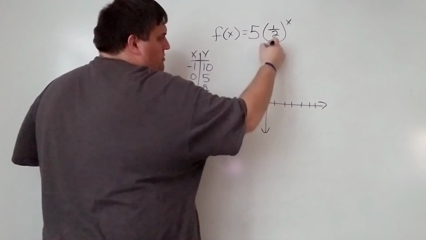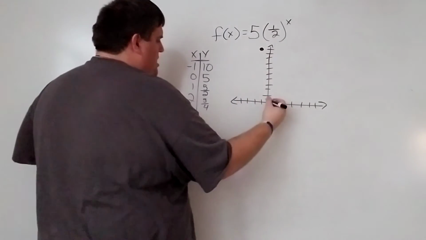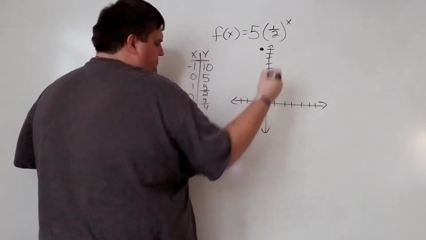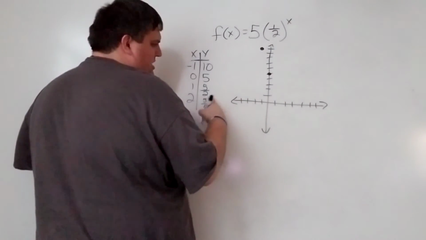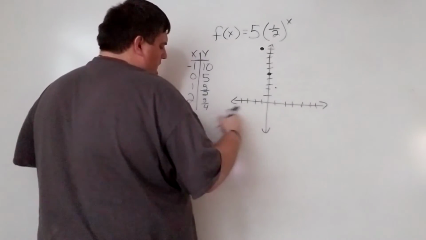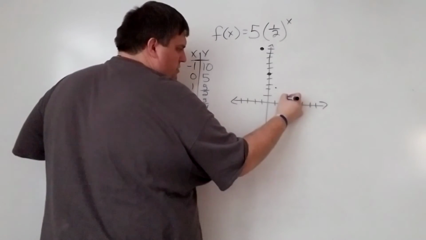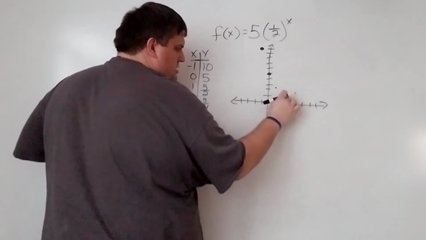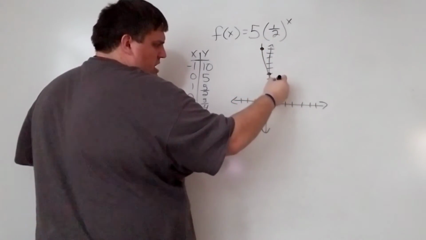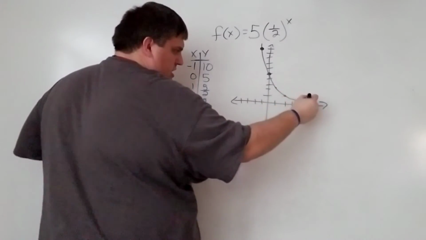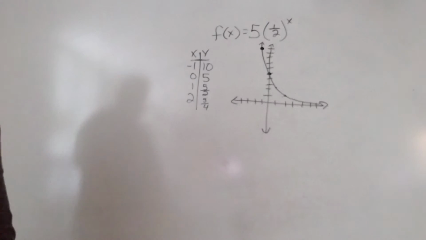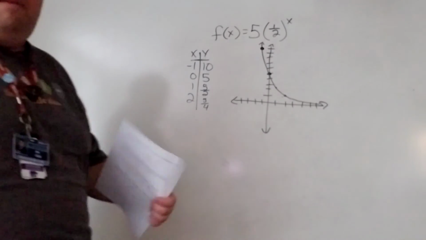So at -1, we're all the way up here at 10. Our y-intercept is here at 5. 5/2 is like 2.5, so a little bit between 2 and 3. And 5/4 is a little bit more than 1. Like there. So kind of follow the curve, right? There we know it's going to do this. And there we go. So there's our exponential decay function.